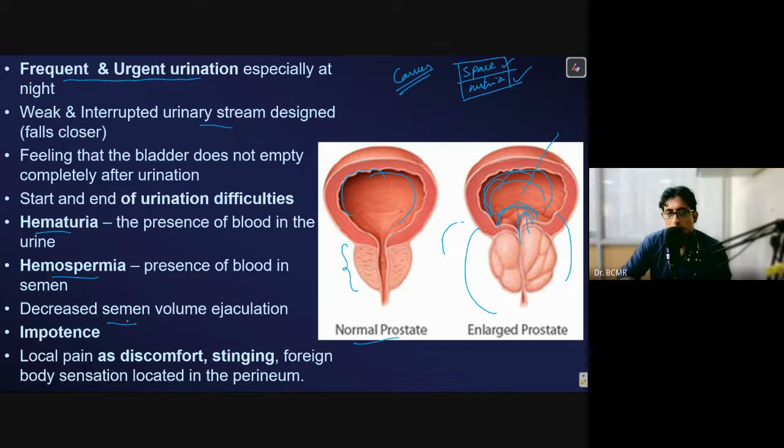Sperm volume might be reduced, and there can be impotence, that is, viable sperm may not be there. In general there is a lot of discomfort, like something is sitting in the body. All this is because the tumor has occupied the space in the bladder, and usually it is growing, which is what will cause the problems.